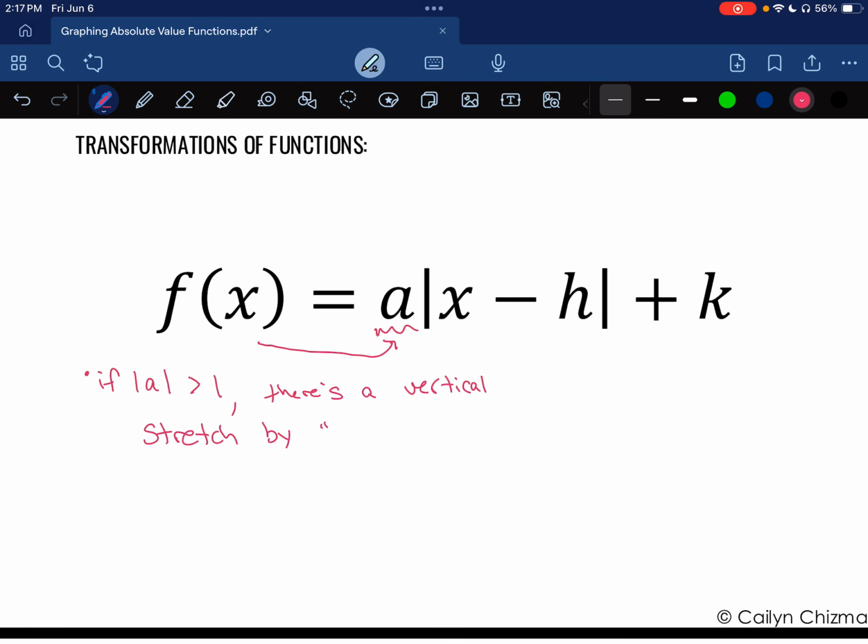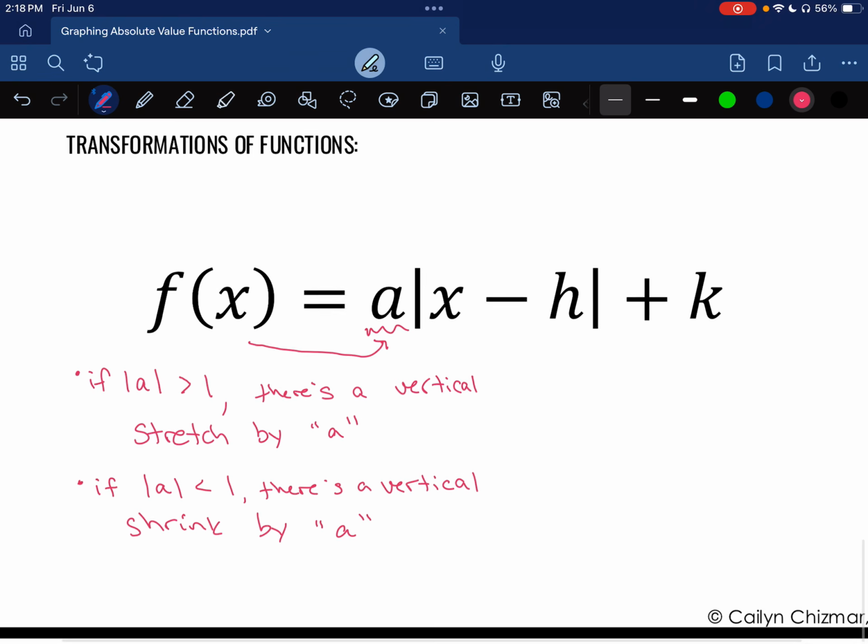If, however, the absolute value of a is less than 1, so between 0 and 1, there's a vertical shrink by a. This is the one you saw above that had the 1/2, where it was 1/2 as tall. All of our y values got multiplied by 1/2. And if the a value is negative, that means there's been an x-axis reflection. It negated all of the y values.